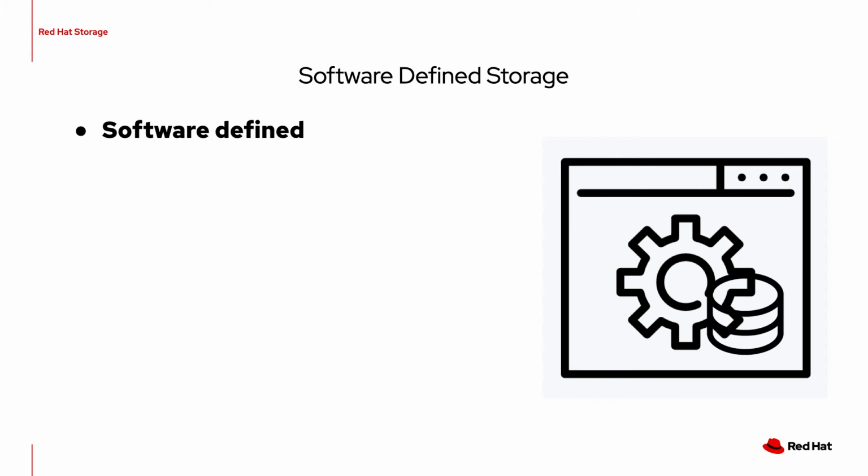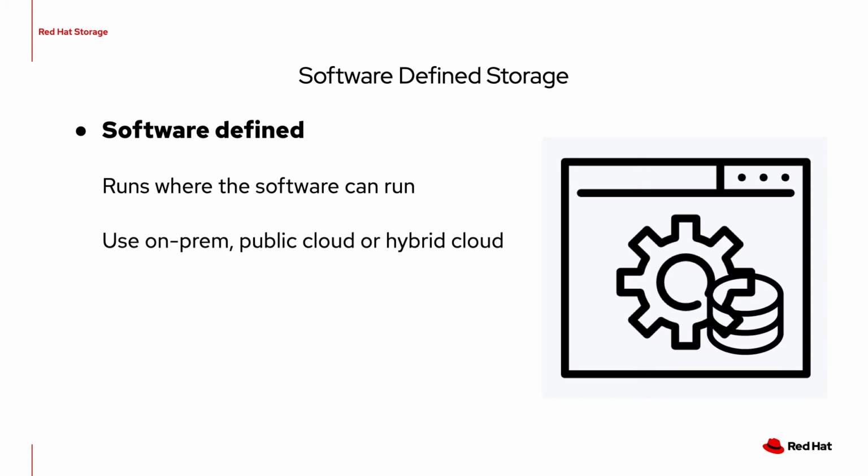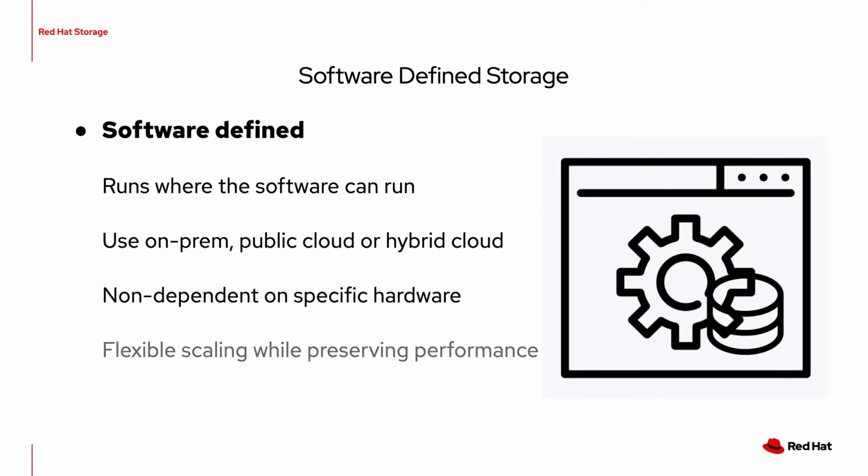Then let's have a look at software-defined storage. It actually means that it can run everywhere where the software can run. So you can use it on-prem or even in the public cloud or in a hybrid cloud location, and you are not dependent on specific hardware. You can use the hardware of your own choice. There is flexibility in scaling while preserving the performance because with every scale we add compute and capacity. So that means that both are scaling at the same time, so you preserve your performance. And this is the ability to scale out. In contrast to scaling up, where you add capacity, we scale out by adding additional compute and additional capacity.